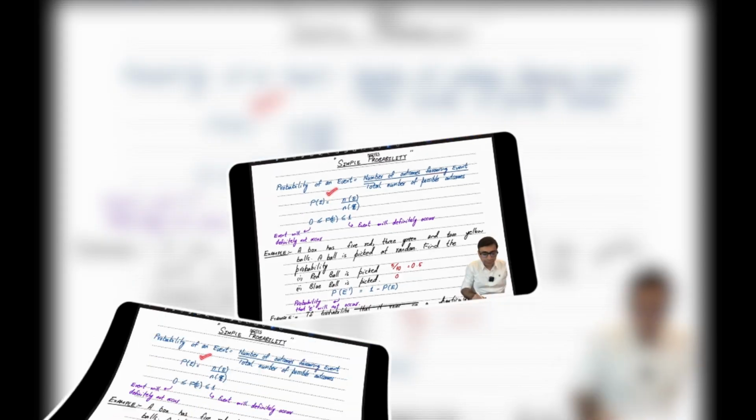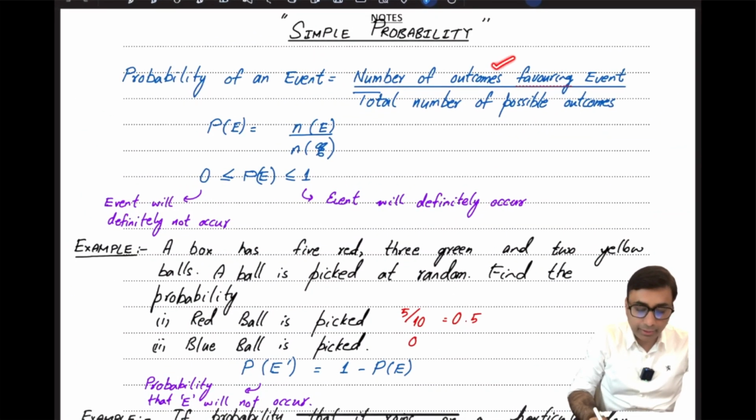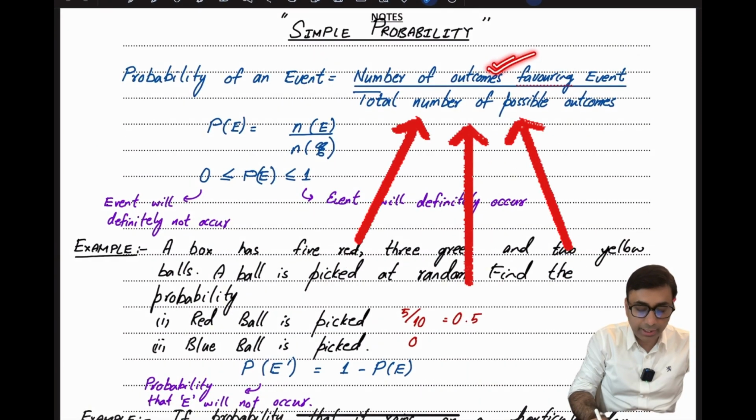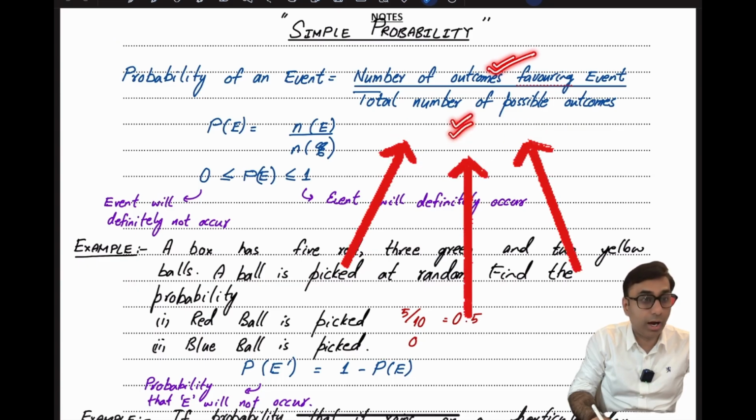In this video, I will discuss very basic concepts of probability and the formula of probability. You calculate the probability of a particular event as the total number of outcomes that favor that particular event divided by the total number of possible outcomes.